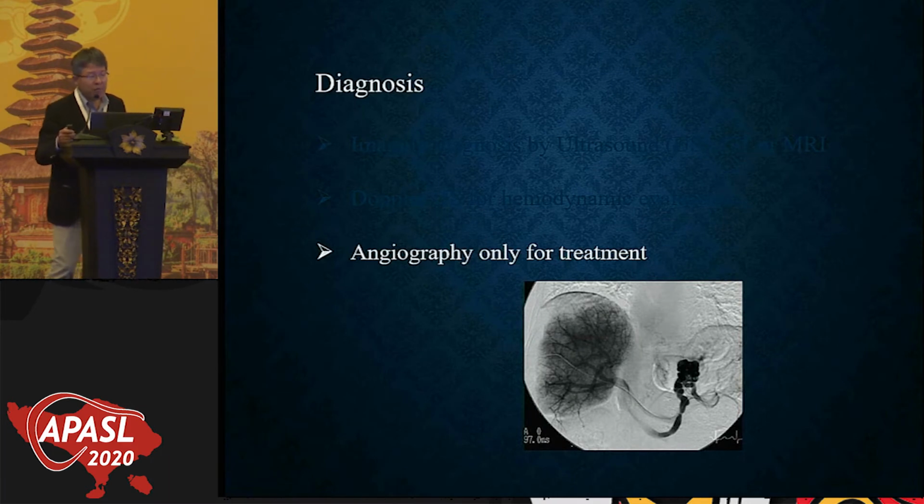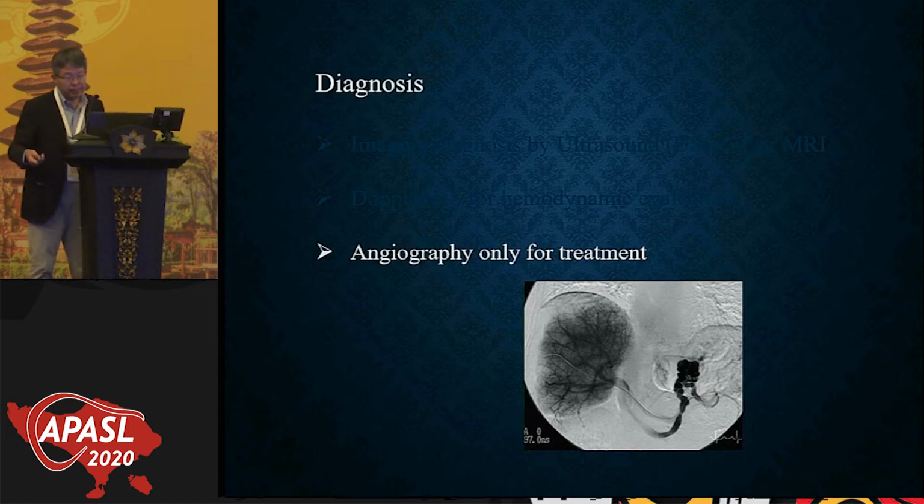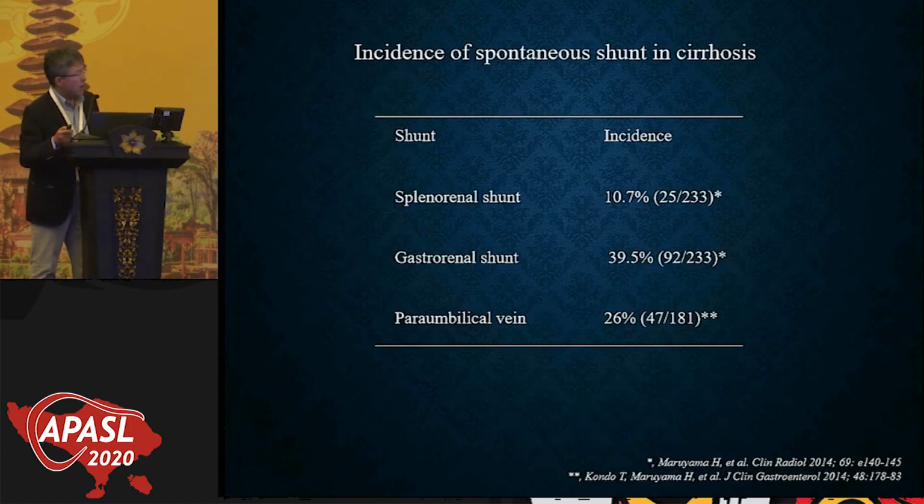Of course, we can perform angiography, but it's an invasive procedure, so it's really performed only for diagnostic purposes. This table shows the incidence of spontaneous shunt in cirrhosis patients. Splenorenal shunts almost 10%, gastrorenal shunts almost 40%, and PUV 26%.